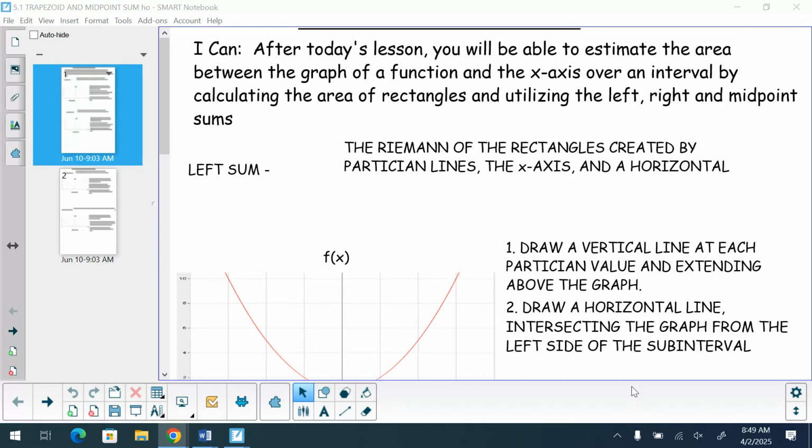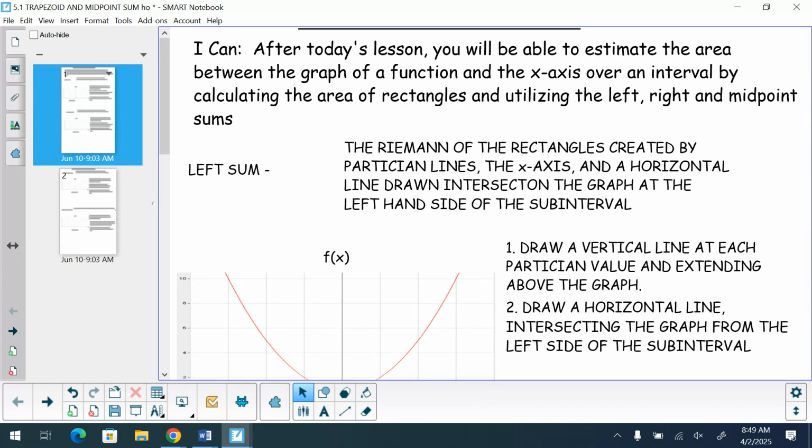The nice thing about this also is I gave you partial definitions already, so you don't have to do the entire definition. The left sum: a Riemann sum of rectangles created by the partition lines, the x-axis and the horizontal line drawn intersecting the graph at the left-hand side of the subinterval. So we are now dealing with the left-hand side of the subinterval.